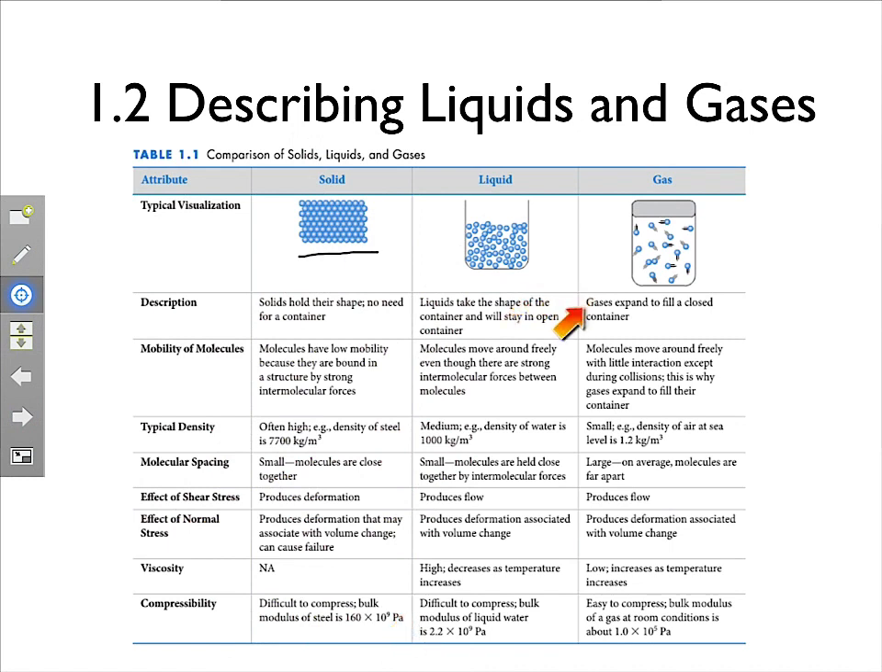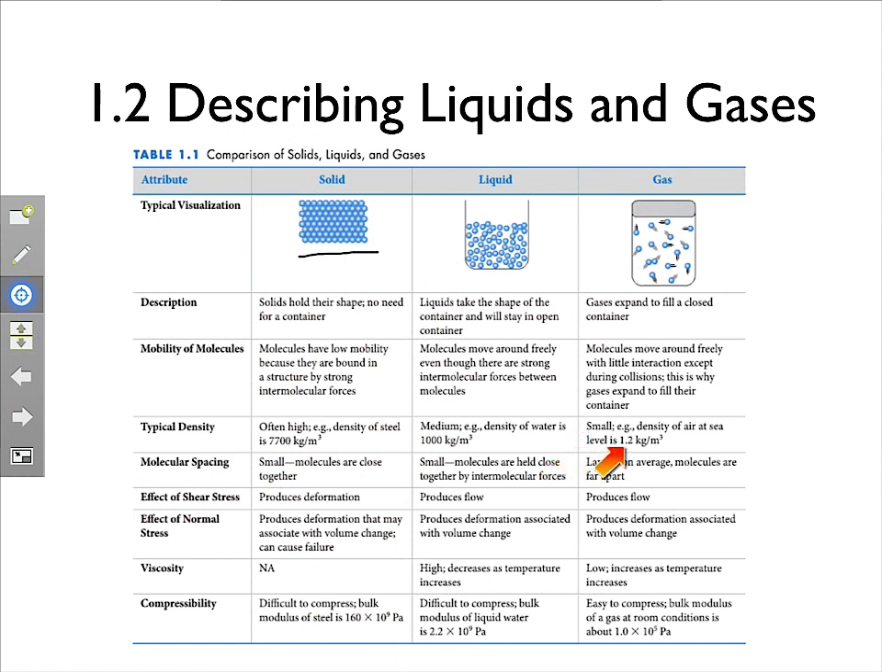A gas, on the other hand, you can see that this container is now capped. There's a lid on it, and the gas will basically bounce around until it diffuses and fills the space in the container. The molecules move freely around with little interaction until they collide with each other. The density is very low.